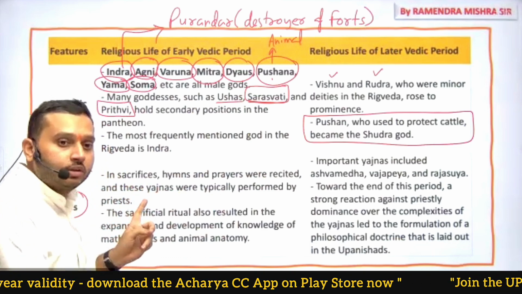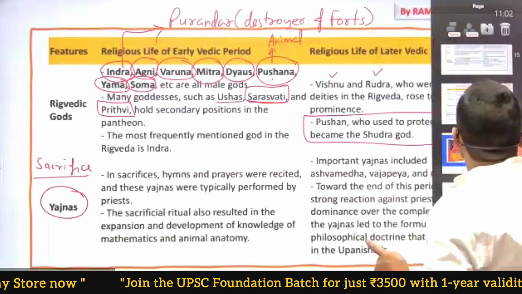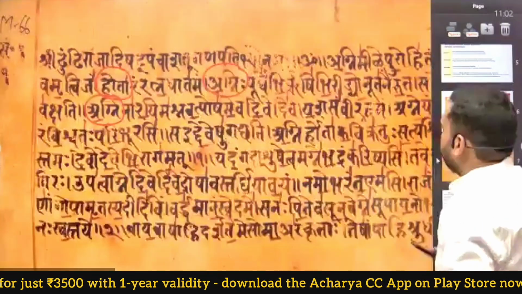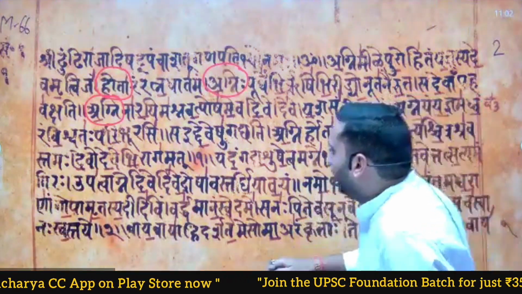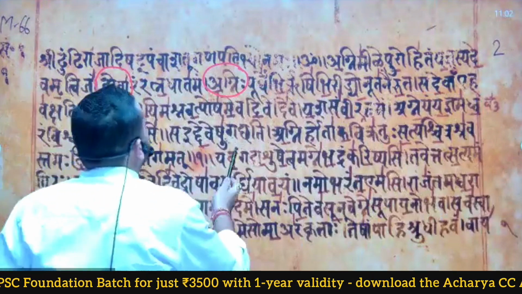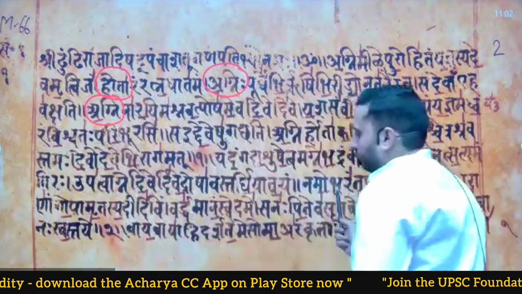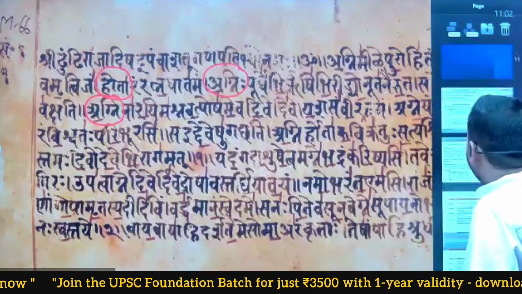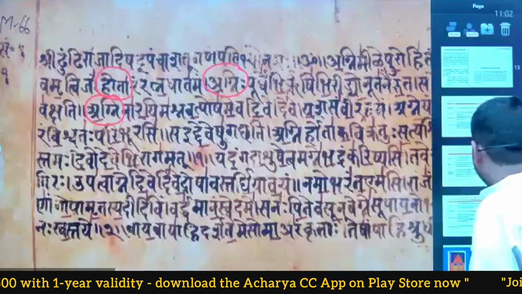As I told you, the word hotra is mentioned in this text, which I just showed you. Agnihotra, again Agnihotra, Agni, right? So these hotras performed the yajna. These prayers were recited during yajna.